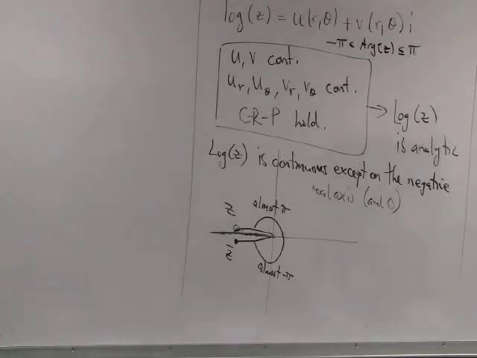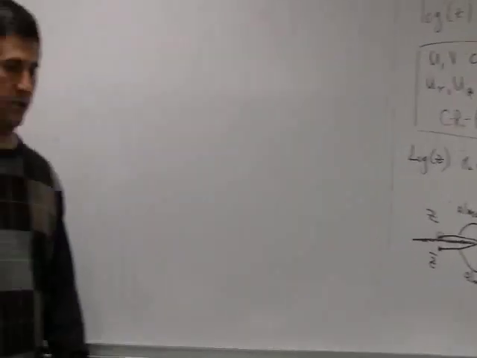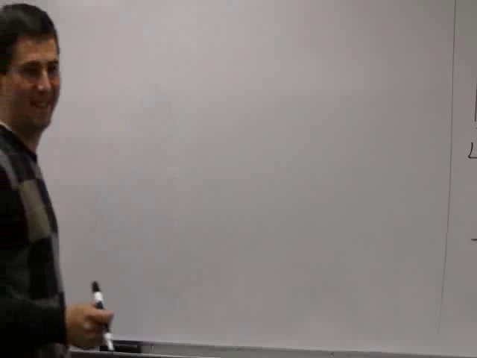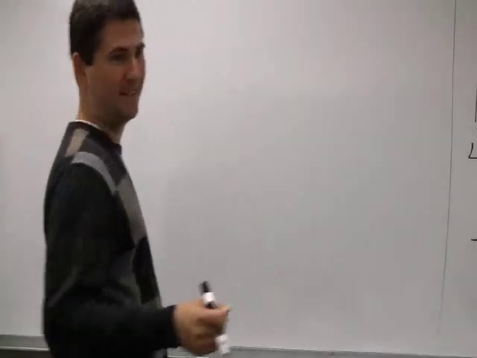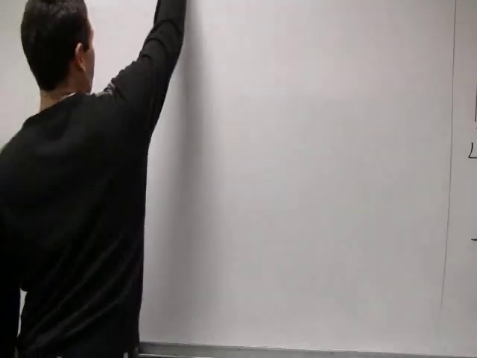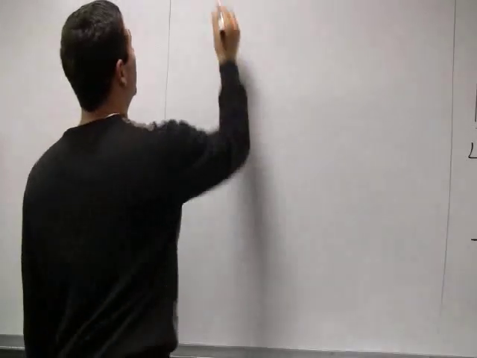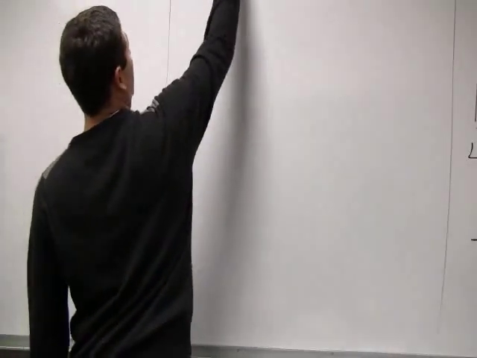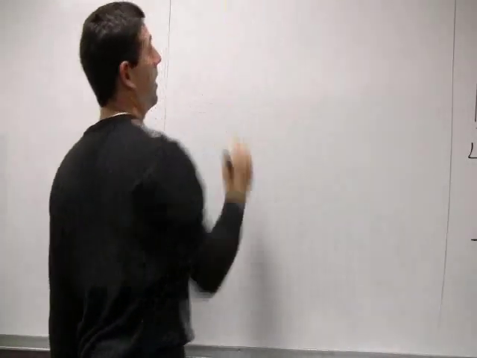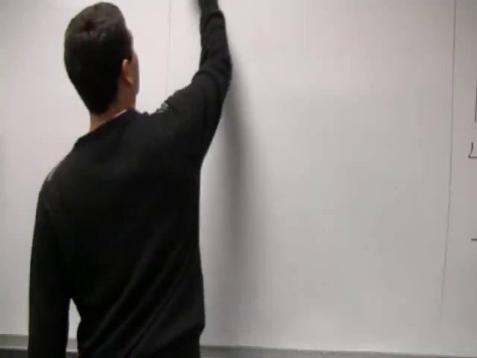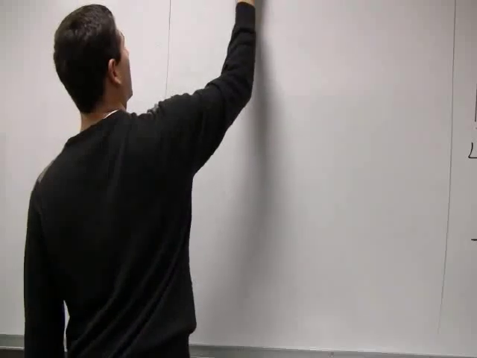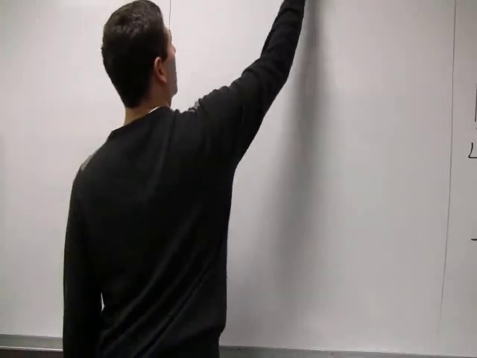Now we want to get to complex powers. Alright, so the question is, if z and alpha are complex numbers, what is z to the alpha?